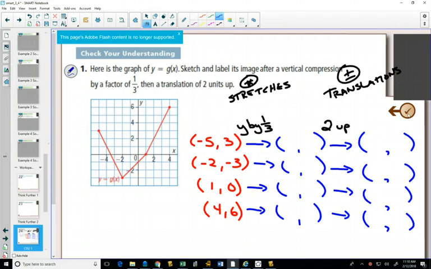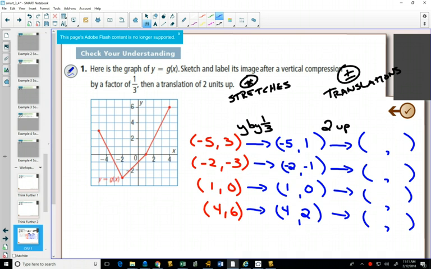Where do these points end up? Well, let's multiply all of our y coordinates by a third. So our x values aren't going to change. It's simple mental math, but take your time and check your answers after each one. Because it's simple mental math, like, ooh, what do we have to do next? We have to add 2.